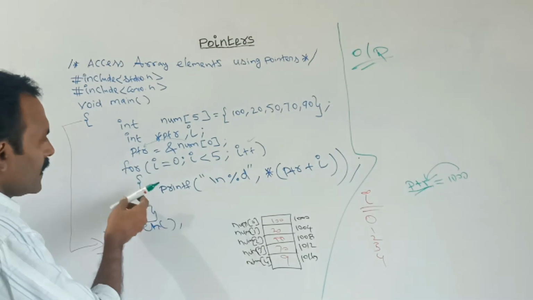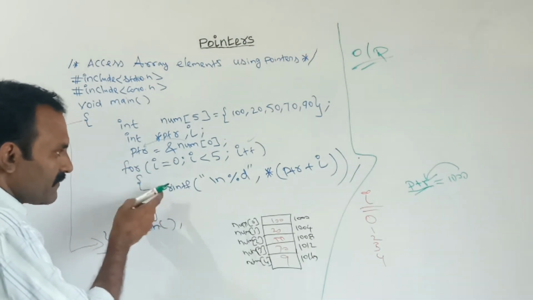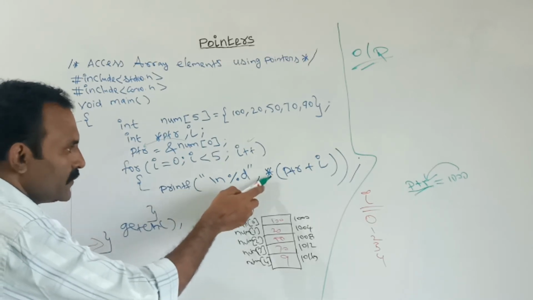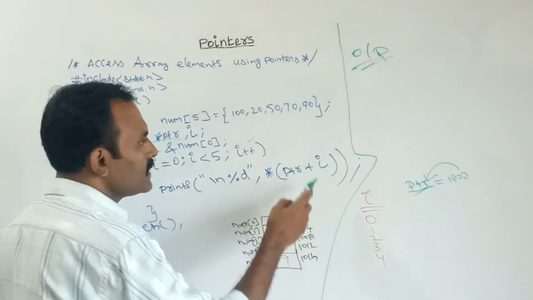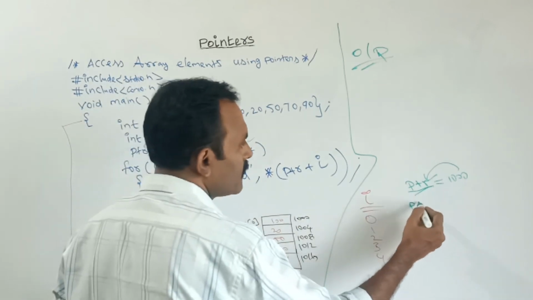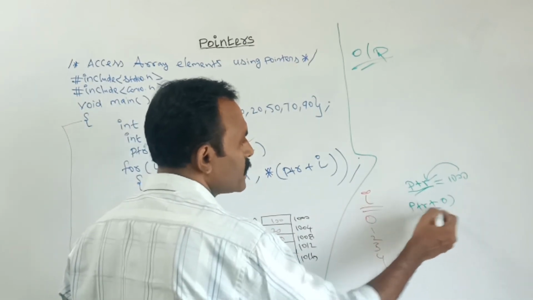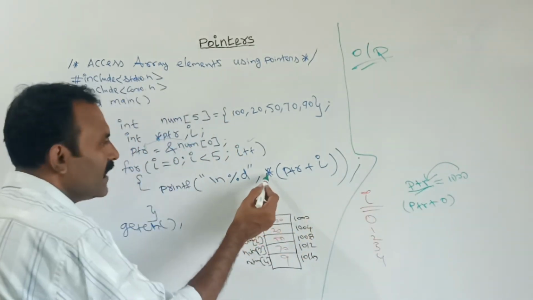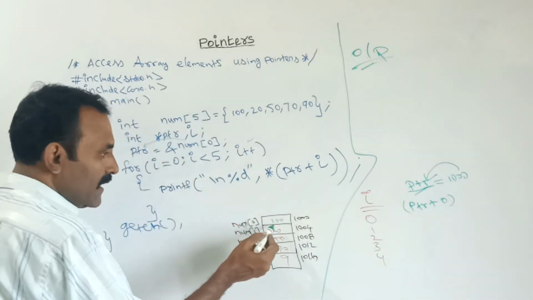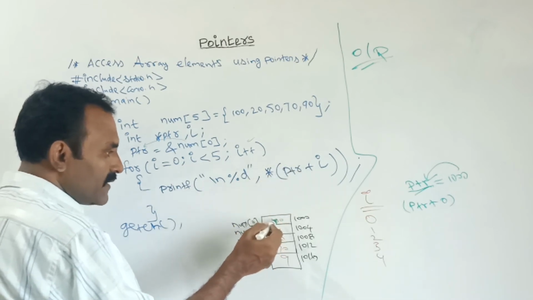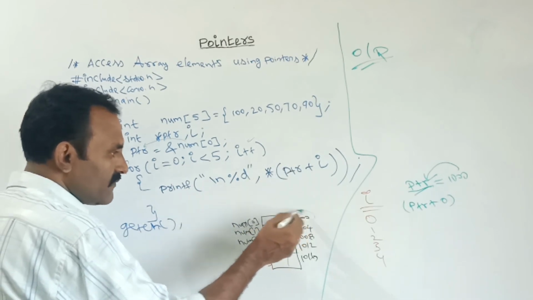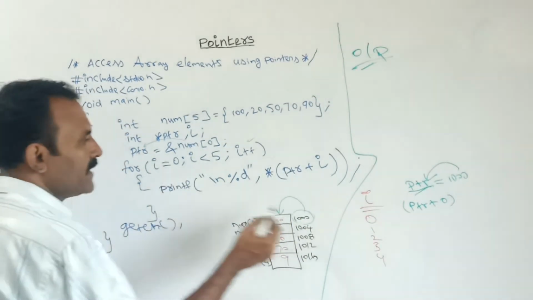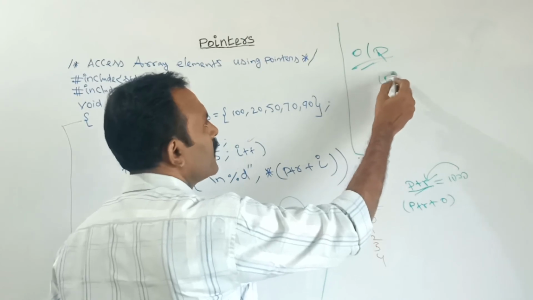Next, let us come to the for loop. At the first iteration, when I is equal to 0, I am telling it to print the value at PTR plus I, where I is 0. What is the PTR value? 1000. 1000 plus 0 is 1000. So the value at 1000, that corresponding element, will be printed. The element at 1000 is 100. So when I is equal to 0, it prints the value 100.